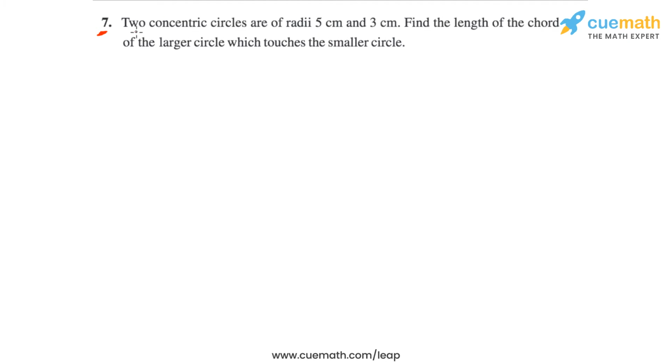Question 7 says, two concentric circles are of radii 5 centimeter and 3 centimeter. So what does concentric mean? Concentric means circles having the same center. So we have two circles having the same center and radii 5 centimeter and 3 centimeter. So let's first draw a figure for this statement.